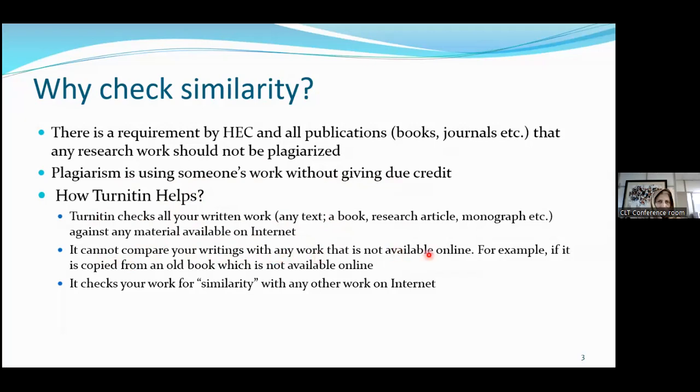Like, for example, some people copy the material from those very old textbooks. Now, those textbooks are not available online. If they're not available online, there is no way Turnitin can check. Like, for example, sometimes they copy things from intermediate or matriculation or other books which are not available online, or some copyrighted books which there are no online versions of. There's a possibility. So if they copy that material from those sources, Turnitin cannot help you with that.